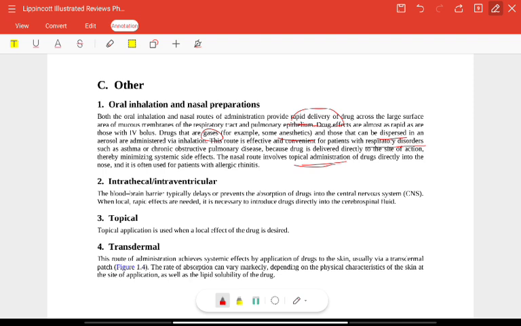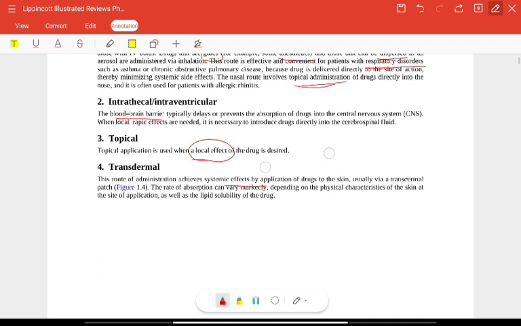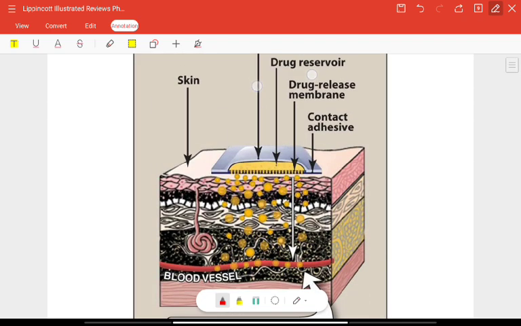Now, intrathecal or intraventricular. The blood-brain barrier typically delays or prevents the absorption of drugs into the CNS, so we require intrathecal or intraventricular administration when we have to bypass this blood-brain barrier. Topical, when we require a local effect. Transdermal achieves a systemic effect by application of the drug to the skin via a patch. We can see here there is a patch.